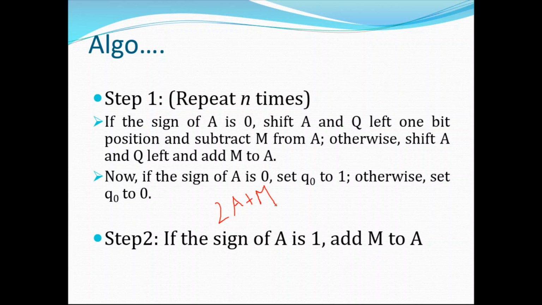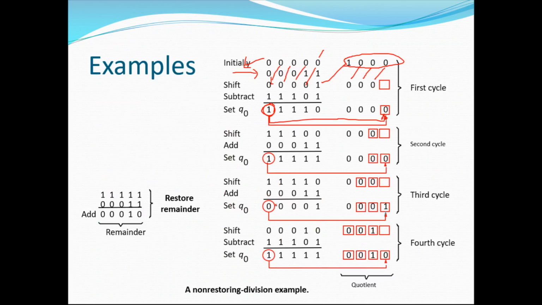2a means what? Shift to the left. So shift all these things to the left. This one will go out. This one comes here. This comes here. This 0 comes here, this 0 comes here, this 0 comes here, this 0 comes here. Here a space is created. Okay. And now add m.